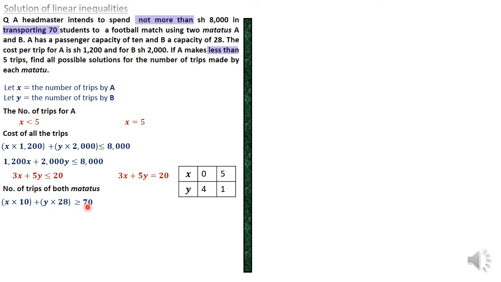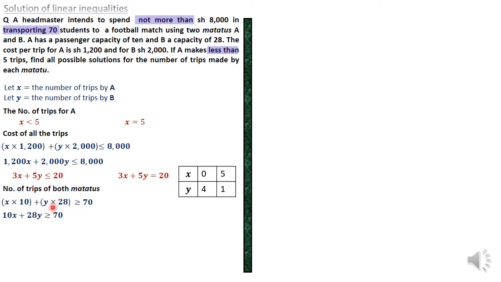It should not be less than that, because if it's less than that, it means that some of the students will not be transported, and yet maybe these students are going to participate in a match or something, so all of them should be transported. We'd rather have a car or one of the matatus having unoccupied seats than the opposite, where some students would not be transported, and therefore this is the way the inequality should be: greater than or equal to.